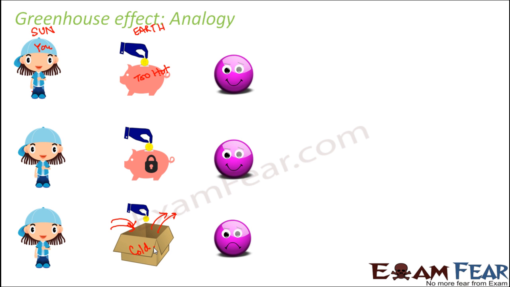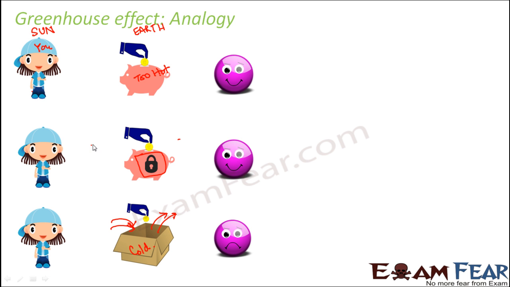In the intermediate case, you have a piggy bank, but this time you have a lock and key feature in the piggy bank. That means with a key, you can open the lock, and that's how you can open the piggy bank only when there is an urgent need. So in this case, you are able to save your money, but at the same time, during an emergency, you are able to take out some money. This is what the scenario of the atmosphere is. The lock and key is like the atmosphere. This time you have an atmosphere which regulates the right temperature inside the earth.